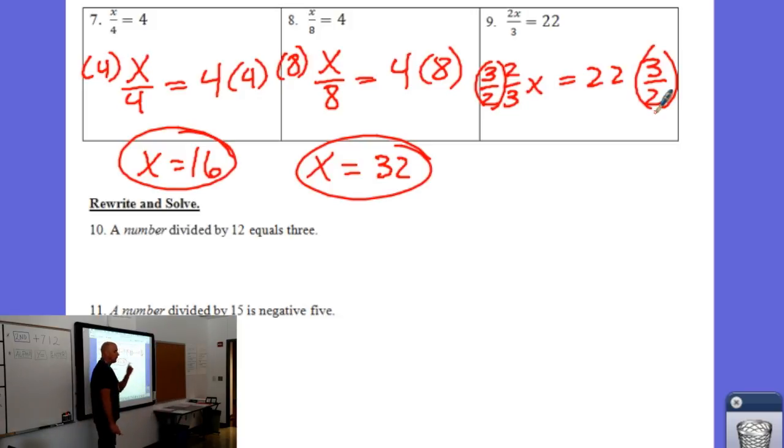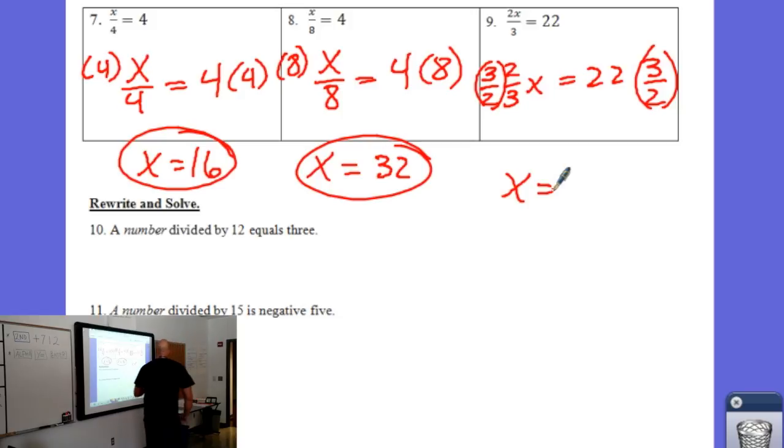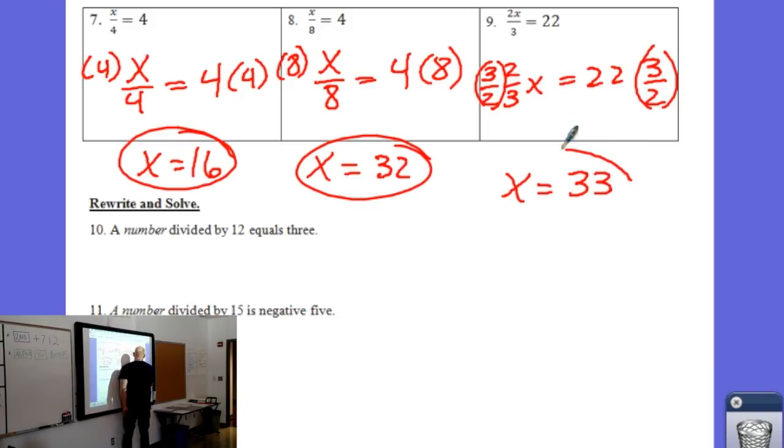Because what's 1 times x? X. Okay, now we have to do it to this side. So press 22 times alpha, y equals, enter, and then 3 over 2, and press enter. 33. Make sure you guys get 33. Okay?